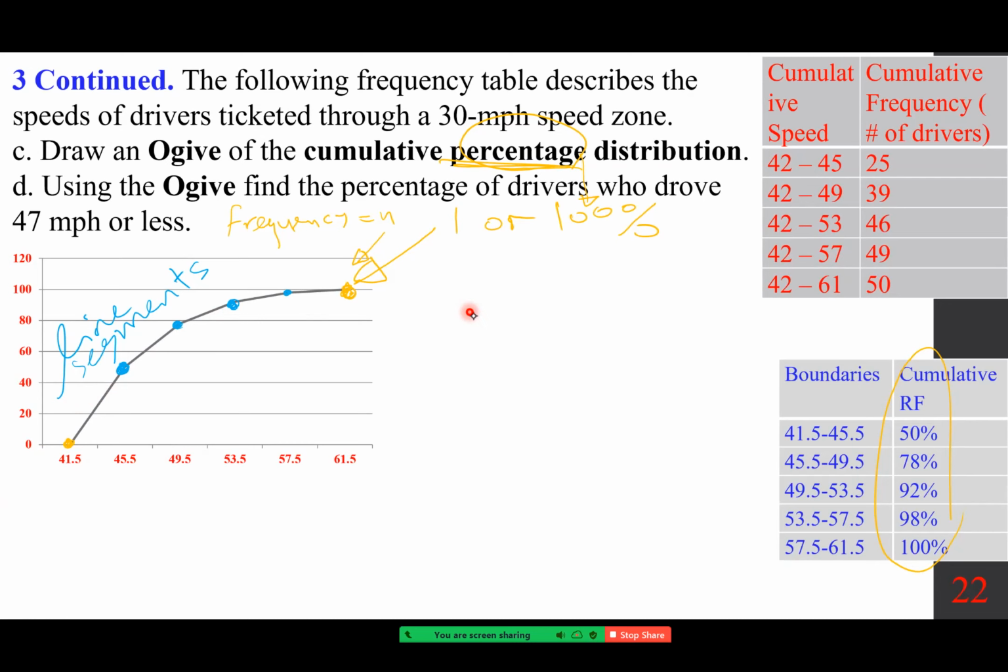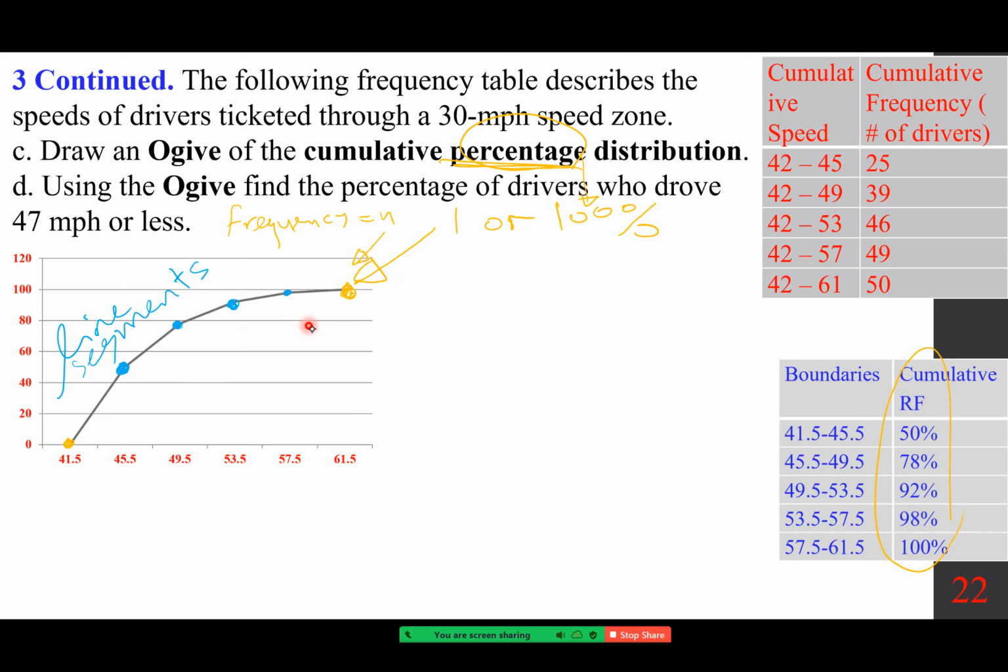Again, the thing you want to be careful about: this will always be the boundaries. The height could be the frequencies or percent frequencies, which one we have to read and act accordingly.